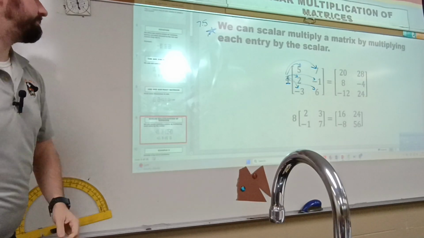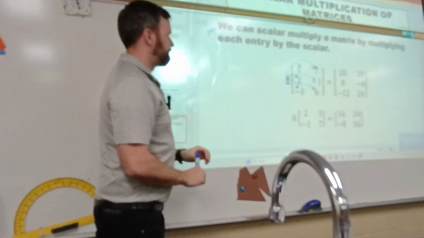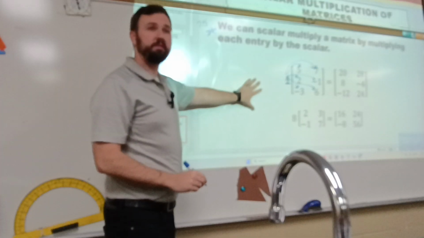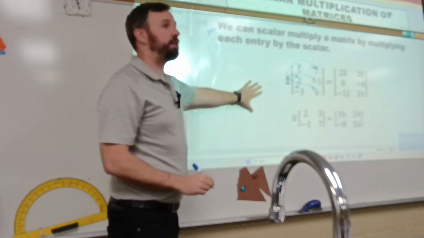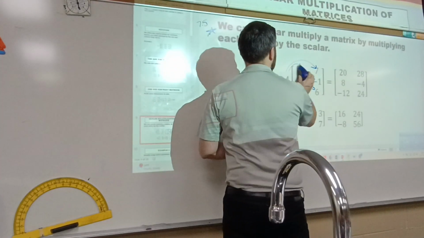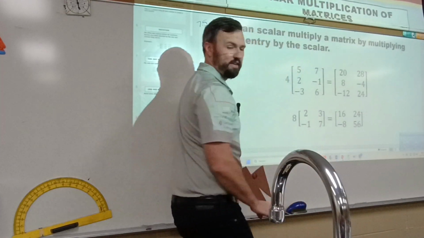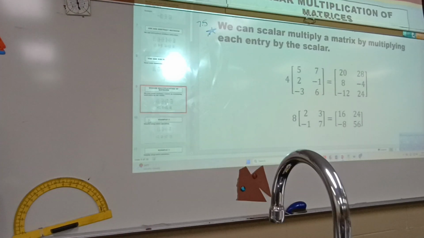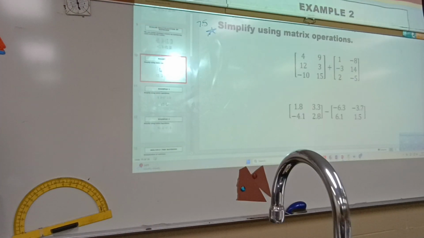All right. Questions on this one? This stuff's pretty intuitive though, right? If you're multiplying, you multiply, add, you add, subtract, you subtract. Well, scalar multiplication. Okay, scalar multiplication. So let's do some examples of it.